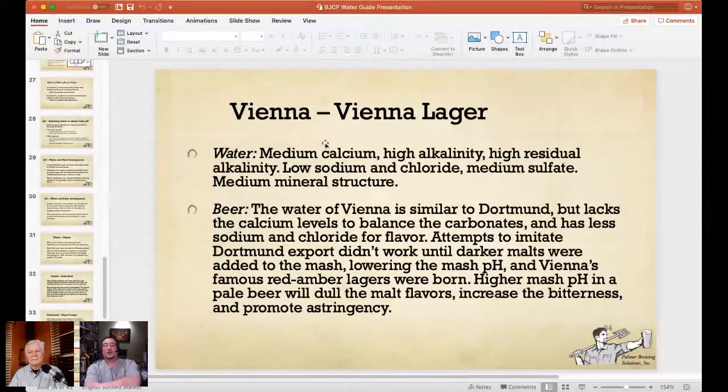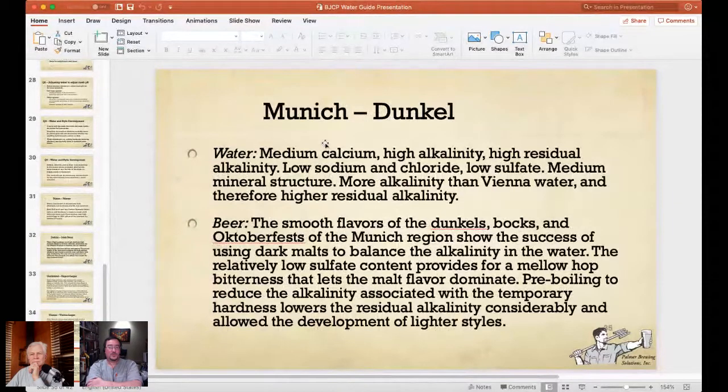Munich: medium calcium again, high alkalinity, high residual alkalinity, higher than Vienna. Low sodium and chloride, low sulfate, as opposed to higher sulfate. Medium mineral structure, so more alkalinity than Vienna, and therefore higher residual alkalinity. And so what you have as a result of that water is a generally darker, maltier beer.